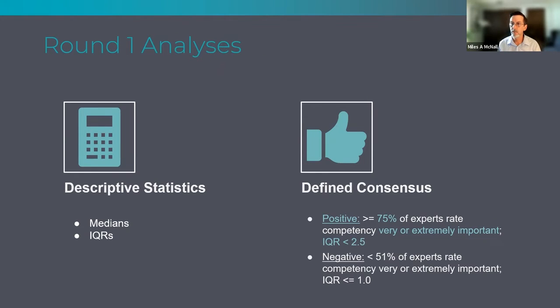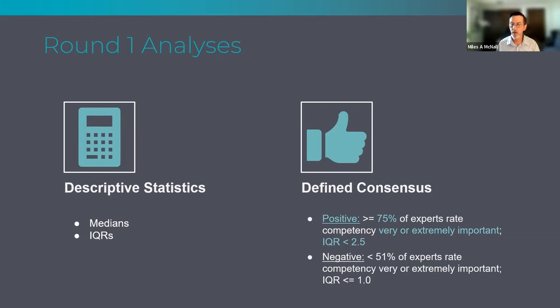So after we had gathered the data from the round 1 survey, we calculated our descriptive statistics, and the most important step here was to define what we meant by consensus. What's an acceptable level of consensus at which we will adopt a competency as a permanent competency? So what we used was a threshold of greater than or equal to 75% of our 11 experts rating the competency either very or extremely important, with a low interquartile range of below 2.5.